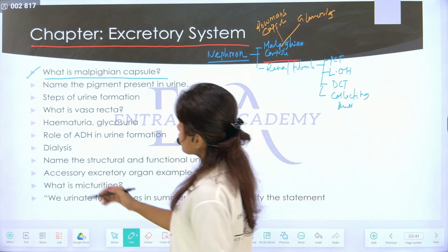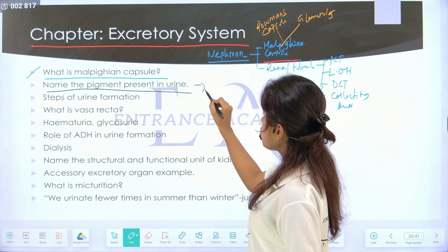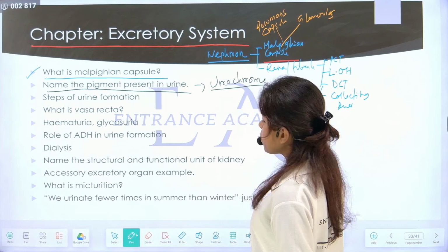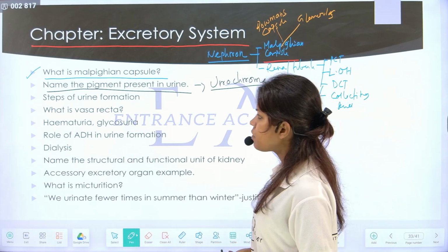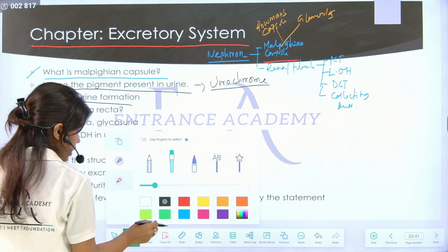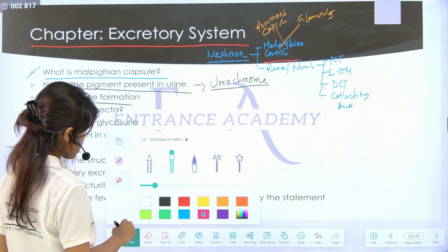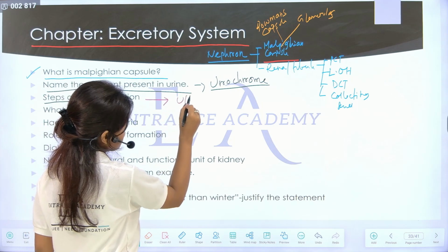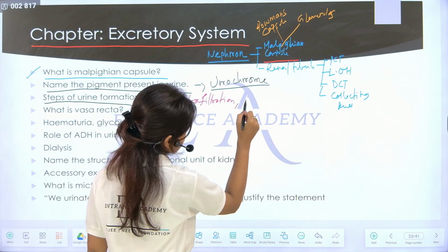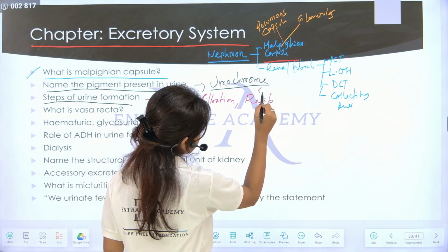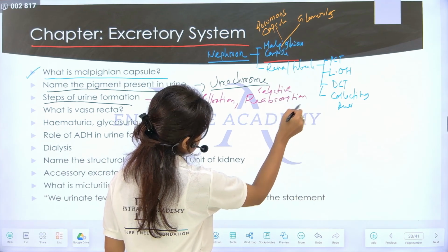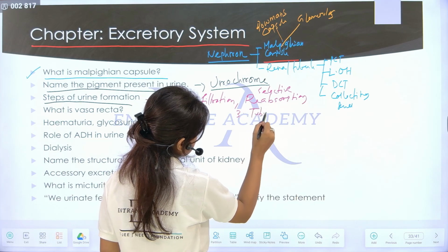Next, name the pigment present in urine. This is urochrome. Urine contains a pigment urochrome which imparts a yellowish color to urine. Next, steps of urine formation. There are three sequential steps of urine formation. Number one is ultrafiltration. Number two is reabsorption, rather selective reabsorption. And the third one is tubular secretion.